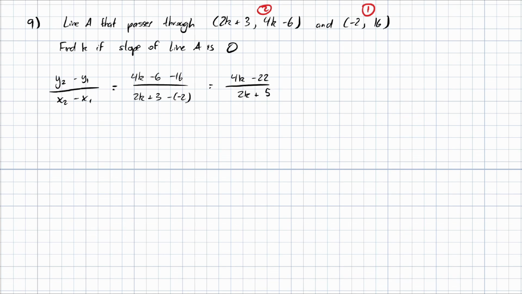Okay. And since the slope is 0, this equals 0. We can multiply 2k plus 5 on both sides, and this becomes 4k minus 22 equals 0. 4k equals 22. K equals 22 over 4. K therefore is 11 over 2. And there is your answer. All right, number 10.